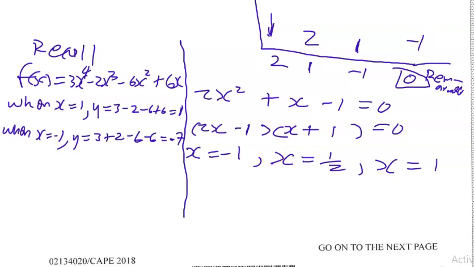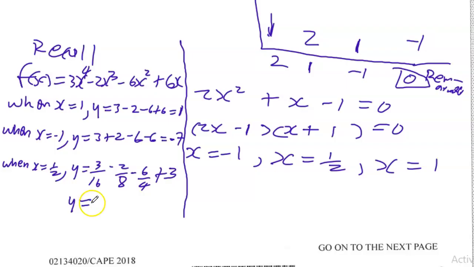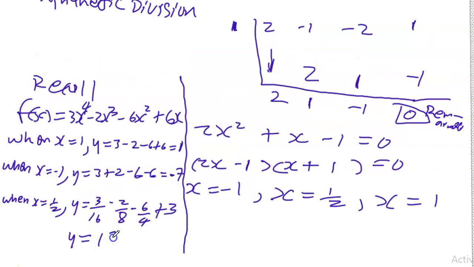Final value, when x equals a half, the y value: 3 times a half to the power of 4. Now a half to the power of 4 is what? 1 over 16. So it's 3 over 16. Minus 2 over 8. Minus 6 over 4. Plus what? 6 times a half, which is positive 3, right? So this works out to be 1 and 7 over 16.